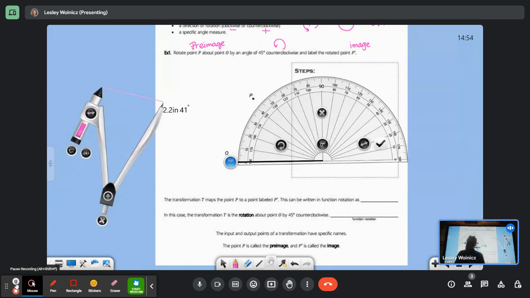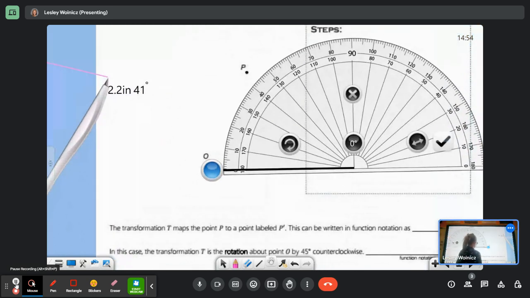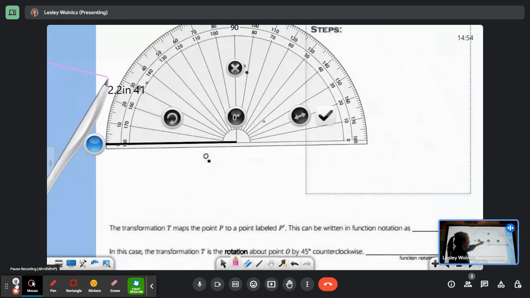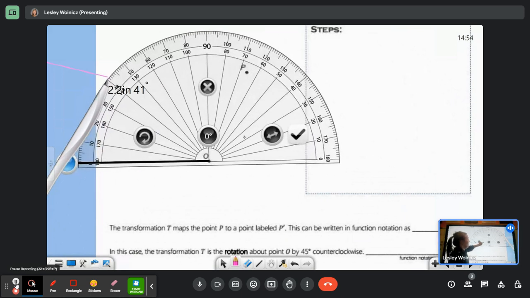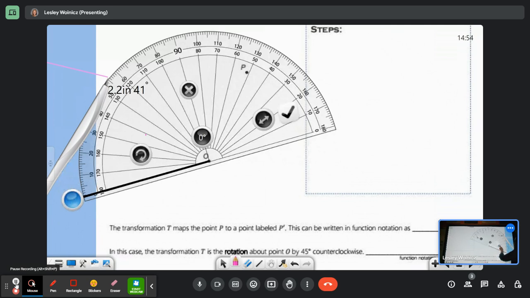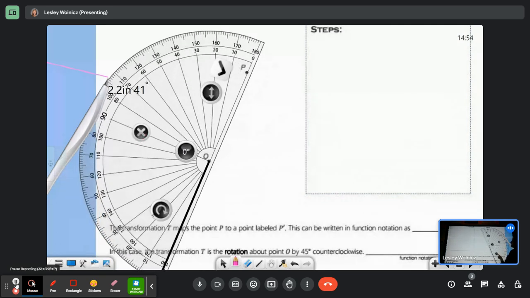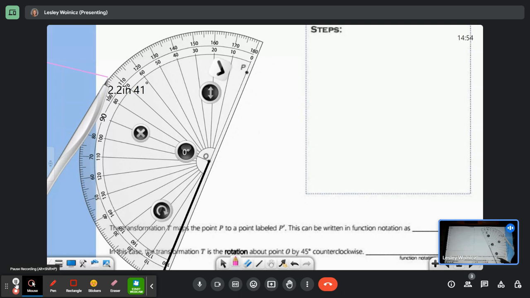All right, so you're going to put your protractor on your paper. You're going to put the little middle bit on O, on the point that you are rotating around. See how I have my middle on O? Then you're going to rotate the protractor so that your point P is on 0 degrees. It doesn't really matter which side. You can make it work either way. If you're going counterclockwise, you want the degrees to be over here so you can rotate this way. If I wanted to go the other direction, I'd put it on this 0. Does that make sense? Okay, perfect.